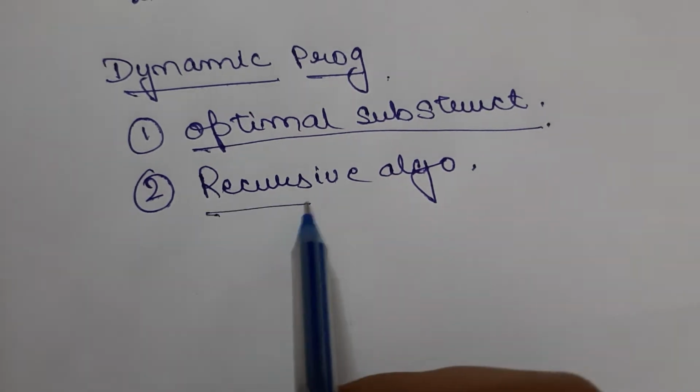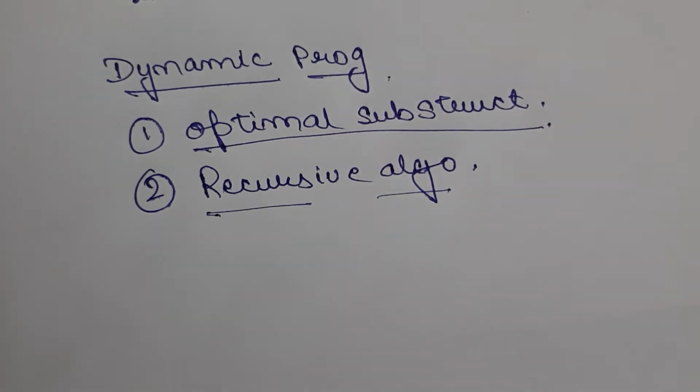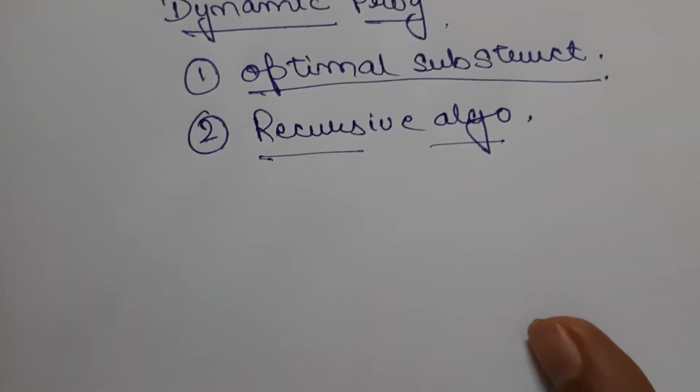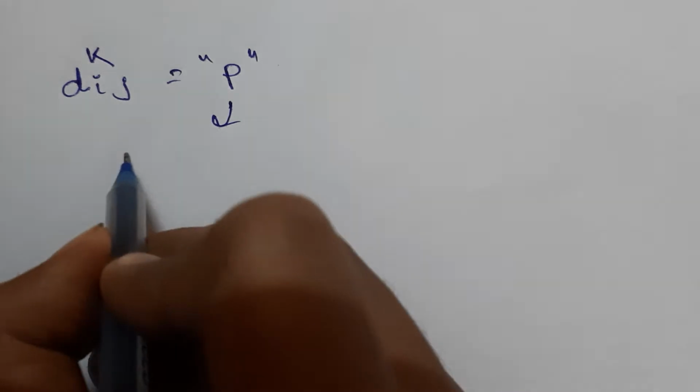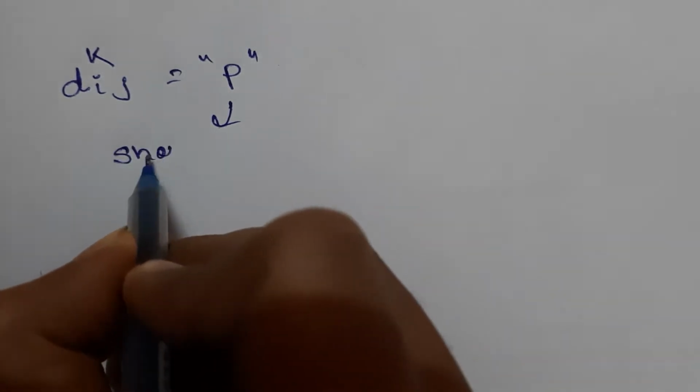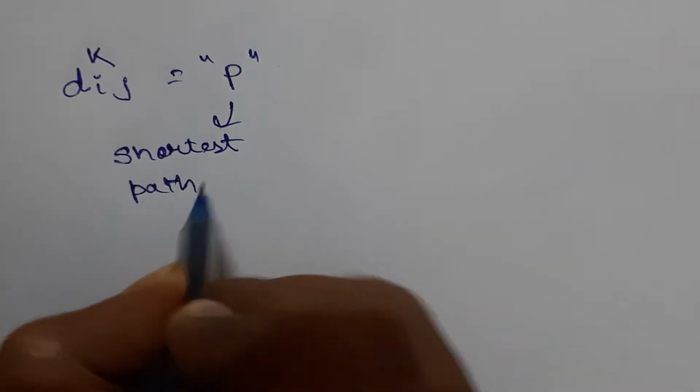And what does recursive algorithm mean? There should be a recursion which is able to solve the problem. So here we first discuss the recursive algorithm. What is the recursion which is needed to solve this problem? As I told, d of ij k, what does this represent? I have explained earlier, it is equal to, let us say, p. p is the shortest path.